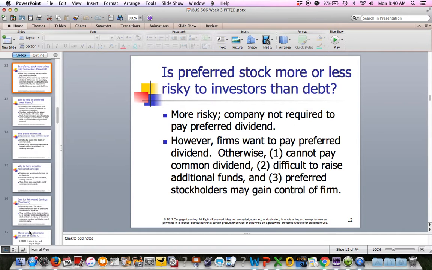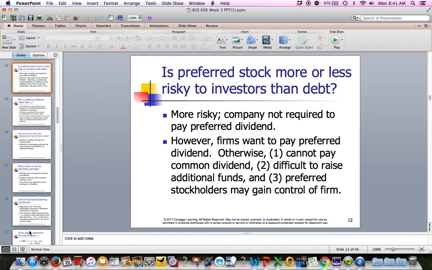I'm going to talk a little bit about risk, and that's one of the components of the chapter. They do talk quite a bit about risk in the chapter. Is preferred stock more or less risky to investors than debt? It's more risky. And the reason it's more risky is a company does not have to pay a preferred dividend. So if I'm a corporation and I've issued both bonds and preferred stock, the preferred shareholders can't force me to pay dividends. They can force me to pay interest, though, because that's a contract. You go to the bank and borrow money, you're signing a contract saying, I'm going to repay you the principal plus the interest, right? That's how that works.